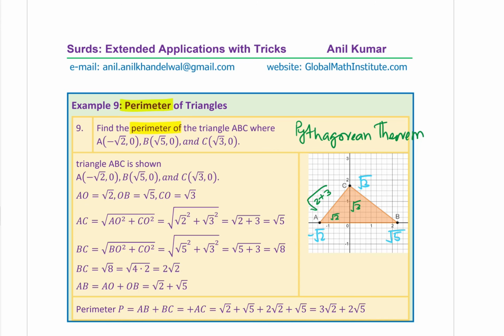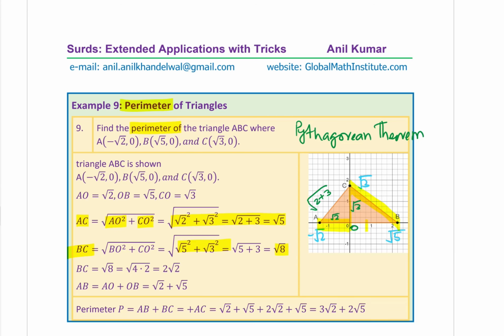Now I'll just highlight AC for you, which is A to O, O being the origin, correct? So we get AO squared plus CO squared, which is this, right? So we get this hypotenuse as square root of 5. Likewise, you can find the other hypotenuse also, which is CB or BC. In this case, square root of 2 plus square root of 3 will give you square root of 5.